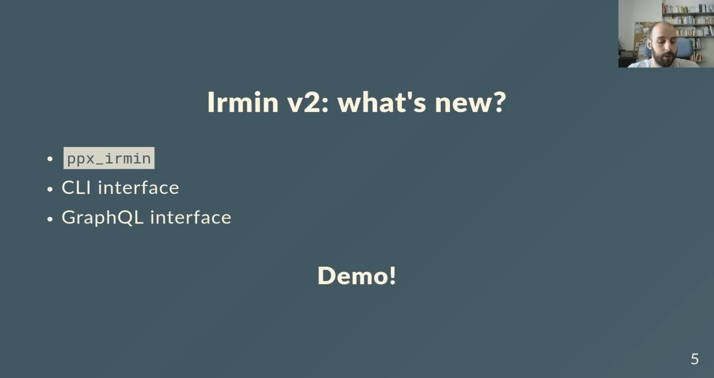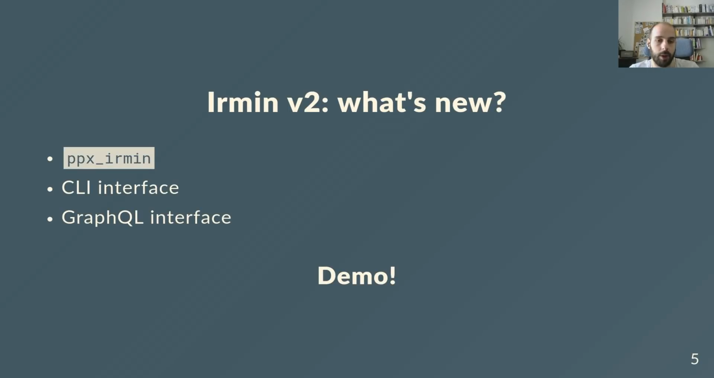So there has been a lot going on for the V2 release, but here I'm going to focus on 3 aspects of the library. The first one is a simple PPX that avoids a lot of boilerplate when you write an Irmin store and makes it really easy to use. The second one is a CLI interface, so now you can interact with your store without writing a single line of OCaml, just using the CLI.